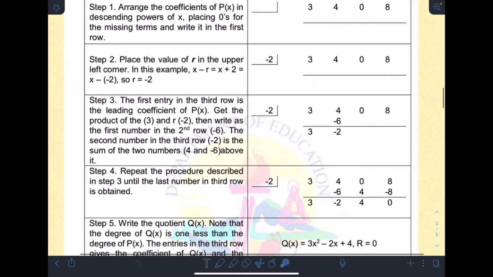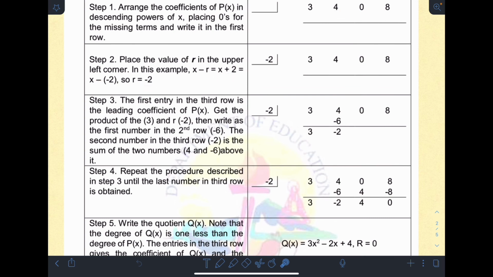Our second step is to place the value of r in the upper left corner. In this example, our x minus r is x plus 2. You notice that if it's minus r, it's positive 2. Therefore, there is an inverse relationship of the operation. When you have x plus 2, that actually means we have x minus negative 2. Remember, negative times negative is positive. That's why we have here x plus 2. Therefore, our r is negative 2.